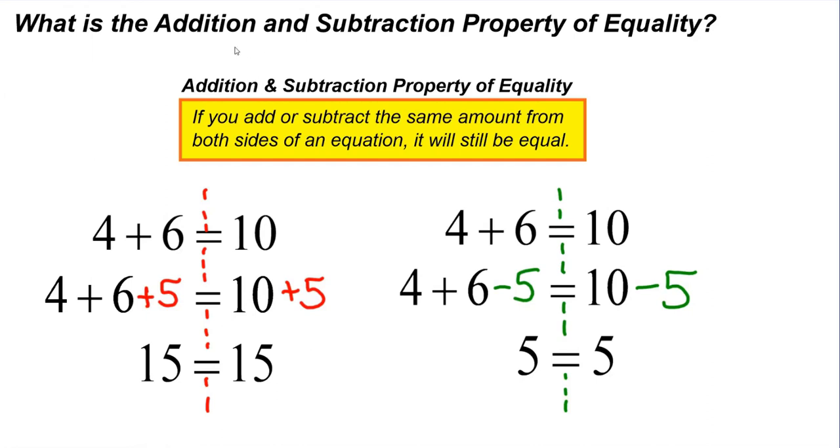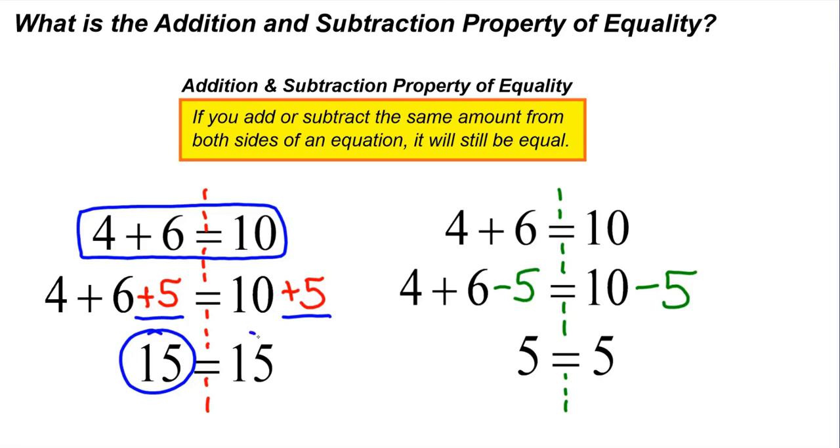So I have a couple examples here of using the addition and subtraction properties of equality just to show that it does hold true. Here I have a statement that is true. 4 plus 6 is equal to 10. Hopefully we can all agree that that is true. Now the addition property of equality says I can add whatever I want to both sides of this equation and it will still be equal. So I just picked a number. I picked 5. So I add 5 to both sides of this equation, 4 plus 6 plus 5, and 10 plus 5. I did the same thing to both sides of this equation. And if I evaluate both sides, I get 15 on the left and I get 15 on the right, and voila, these are both still equal.